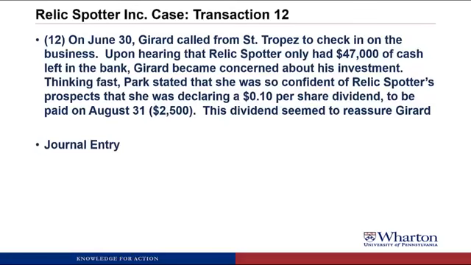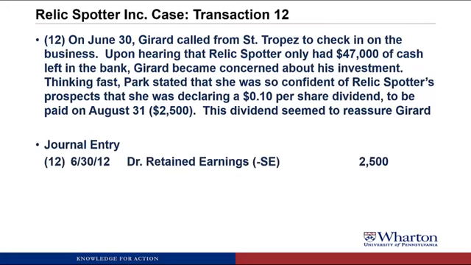So on June 30th, we need to reduce stockholders' equity, reduce retained earnings to recognize the dividend. Reduce stockholders' equity, a credit account, with a debit entry. So we're going to debit retained earnings for $2,500 to take out the dividend.